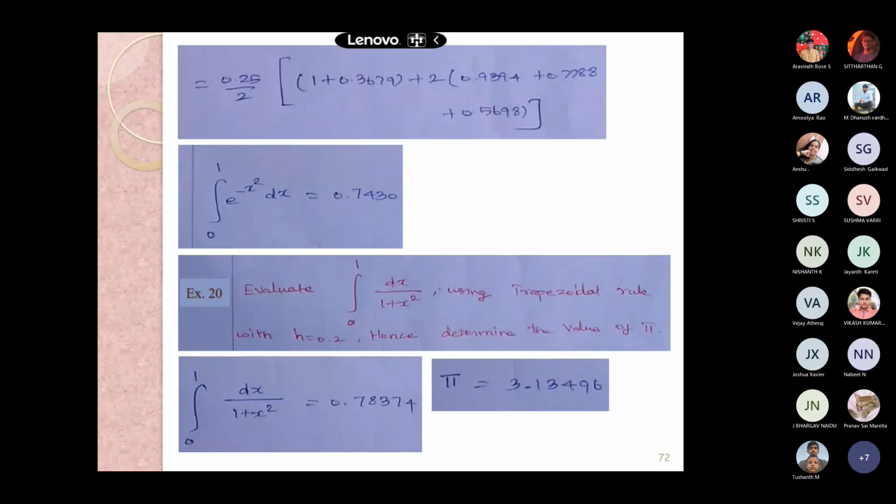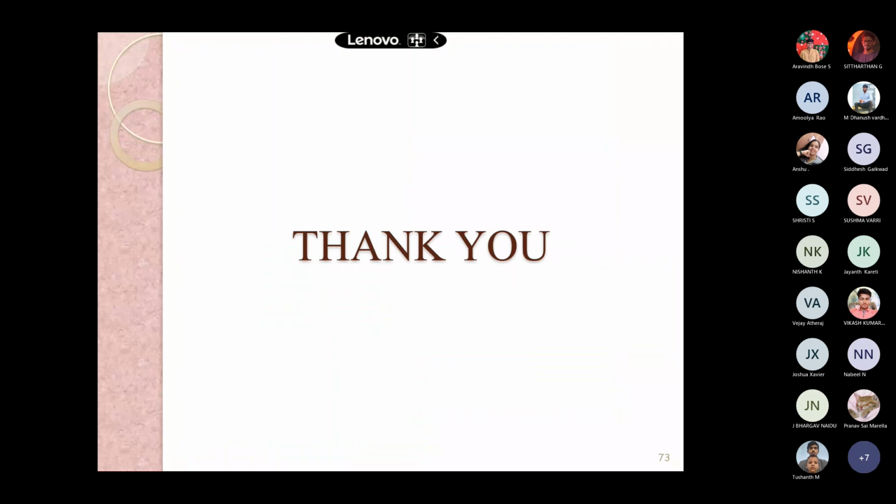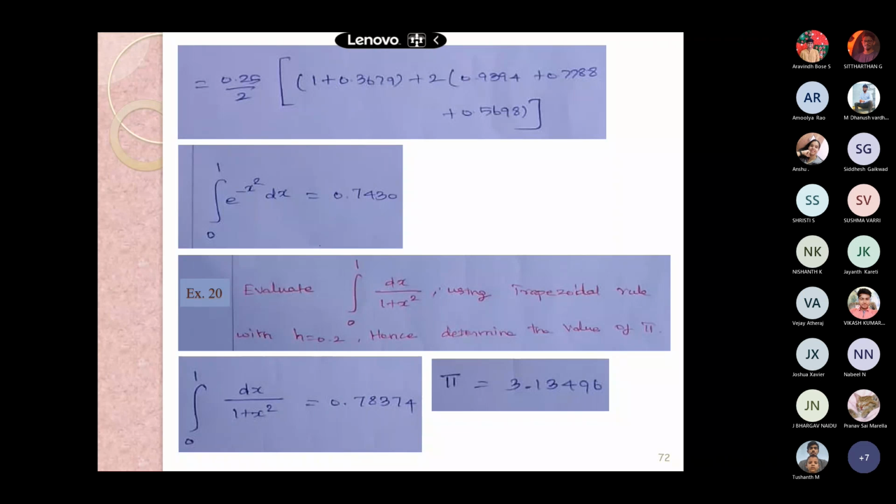See, integral over 0 to 1 dx divided by 1 plus x square is equal to 0.78374, and the pi value we already have. And you try to solve this particular problem using this trapezoidal rule, and the idea for getting the pi value is also detailed. And any doubts, you please let me know. Any clarification with this trapezoidal rule?